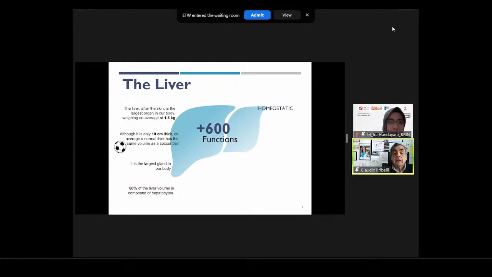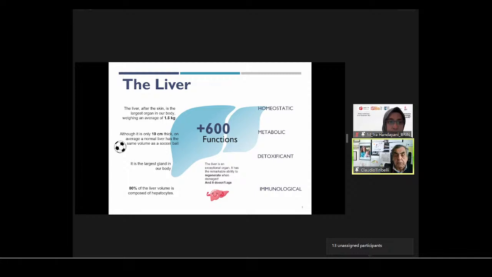But most important, the liver is the organ in our body with the largest number of functions. The liver can do more than 600 functions, such as homeostatic, metabolic, detoxifying, and immunological functions. But in addition to that, and not only as a marginal issue, the liver is the only organ in our body able to reproduce and regenerate. And this is the myth of Prometheus being depicted.